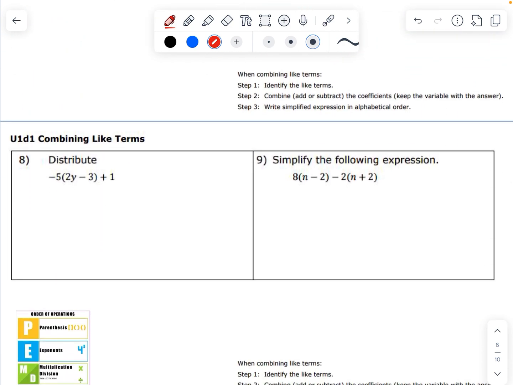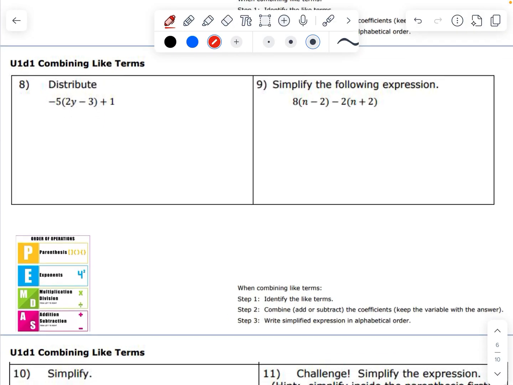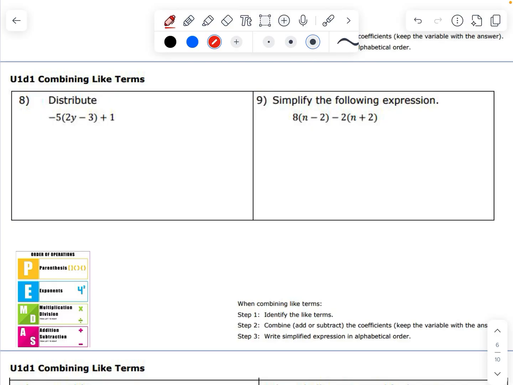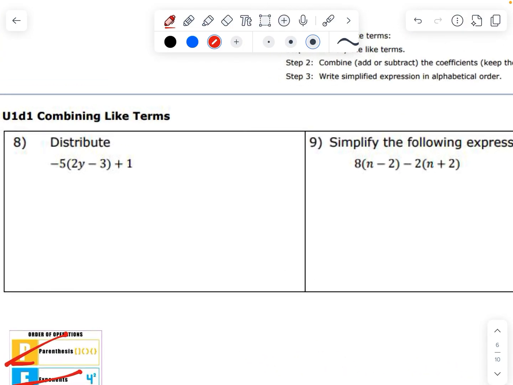All right, now we're getting a little bit more involved, but we're going to have the same concepts. Okay, we're thinking of order of operations. We do have a parentheses, but inside this parentheses, we have a y and a minus 3. They're not alike. So there's nothing to do in the parentheses. We have no exponents. So we must pay attention to this multiplication right here. That negative 5 is asking to multiply to the 2y.